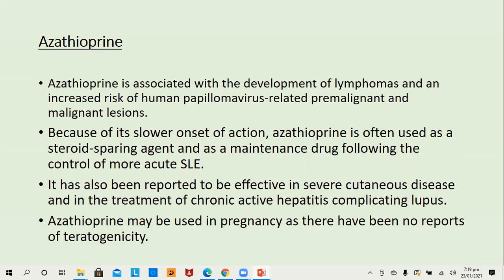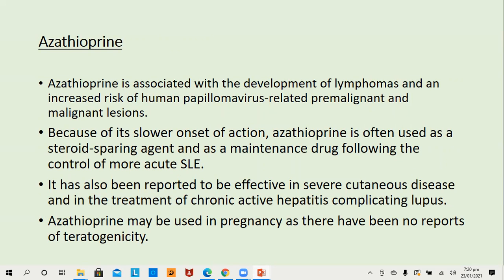Then second is azathioprine. Azathioprine is associated with development of lymphomas and increased risk of human papilloma virus related pre-malignant and malignant lesions. Because of its slower onset of action, azathioprine is often used as a steroid-sparing agent and as a maintenance drug following the control of more acute SLE.